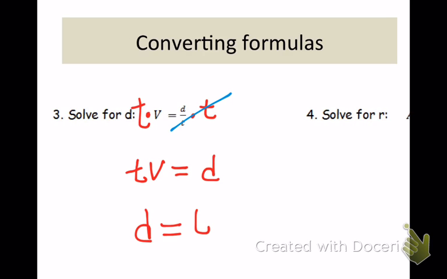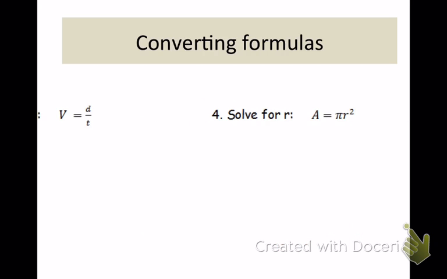Distance equals time times velocity. Now you can write it like that, or you can just write it like this. If you prefer, you can also write it like that. Any of these are fine. Let's go ahead and move on to the last one.